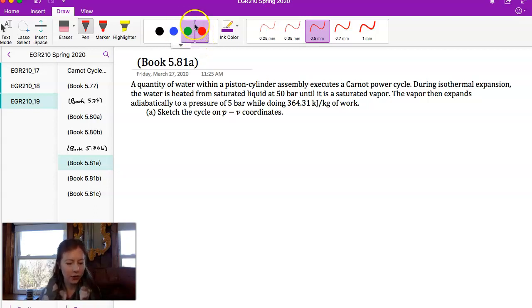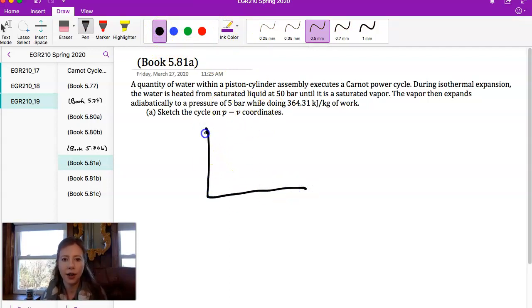Okay, let's go through the solution. So the first part is sketching the cycle on a PV diagram. So let me just draw a PV diagram. And it's really hard to control the pen on my computer, so sorry, my handwriting and drawings are pretty horrific. And the thing is, we're dealing with water. So let's draw on our vapor dome. So this is our vapor dome.